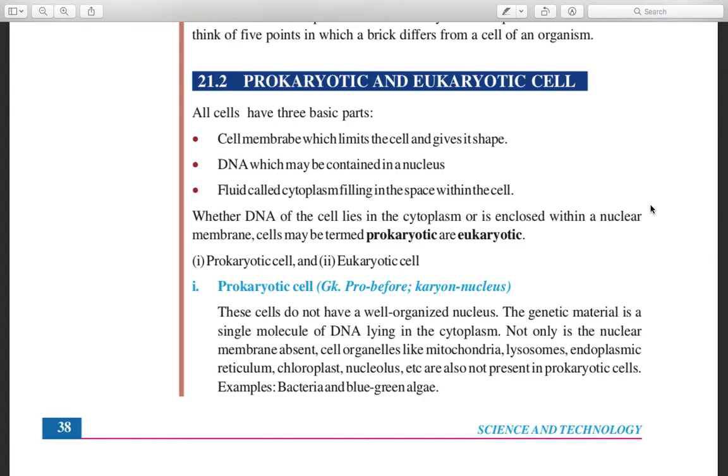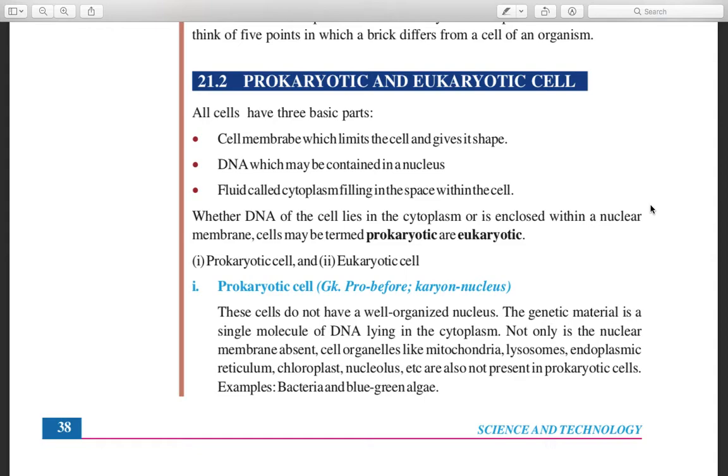First one is the cell membrane, which limits the cell and gives it shape. Membrane means a screen-like layer. So it is the outer covering of the cell which limits the cell, contains the cell and gives it shape. So the cell membrane is the first basic part.